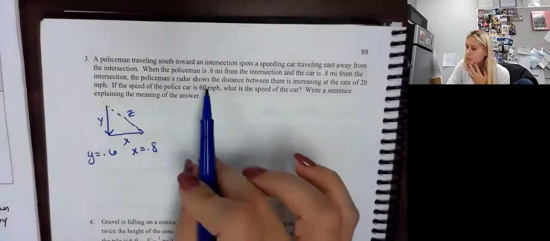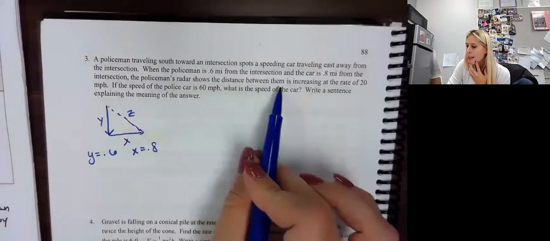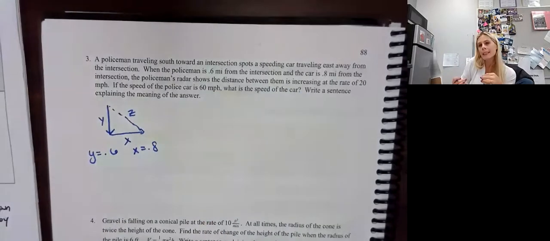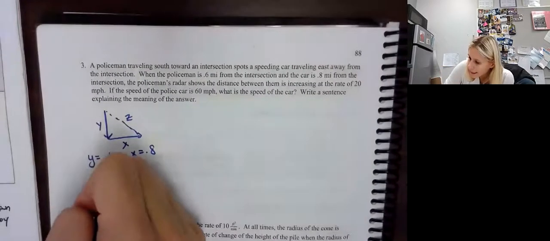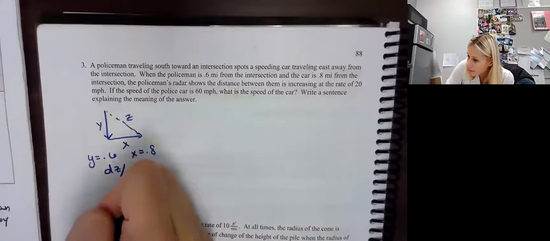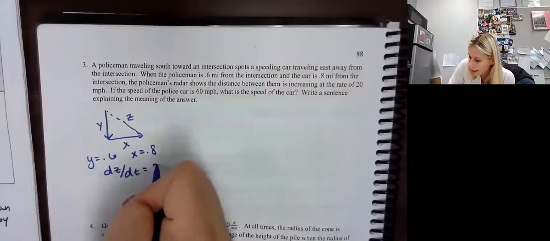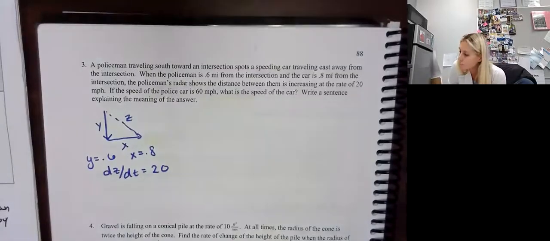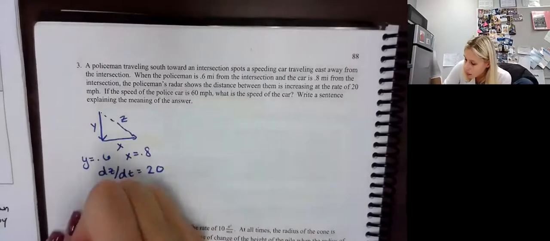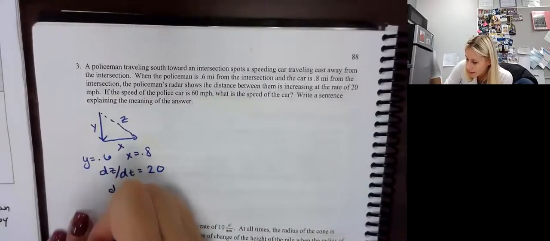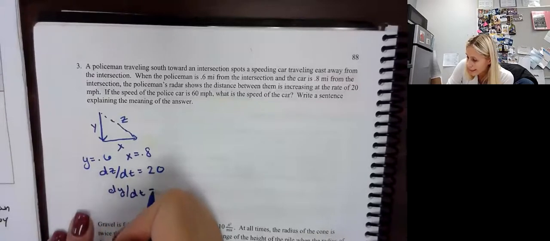From the car, the policeman's radar shows the distance between them is increasing. Now, the distance between the cop car and the speeding car is which variable? It is Z. So that means dz/dt is 20. Now it says increasing, so we keep it at 20. If the speed of the police car is 60 miles per hour, so that's dy/dt, because that's our police car, is 60.